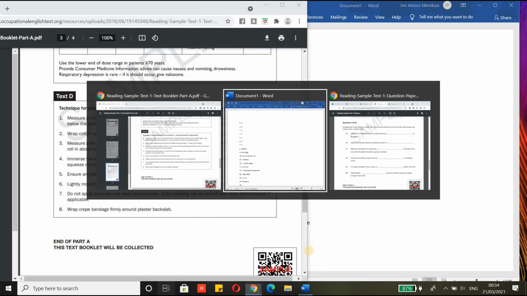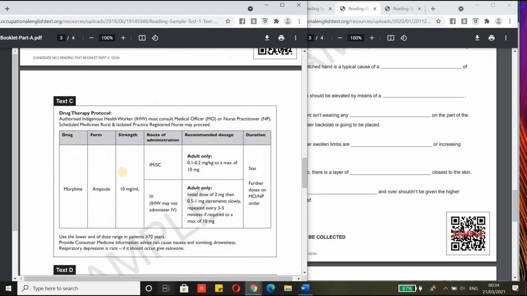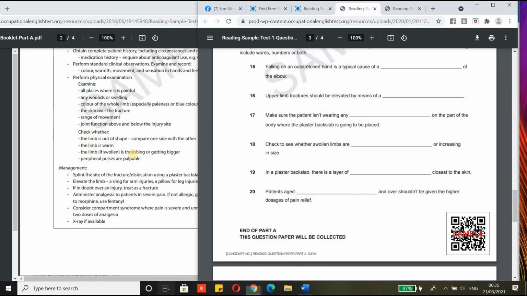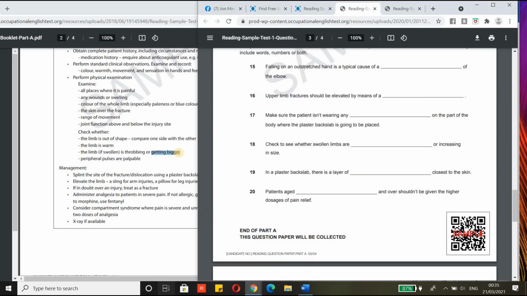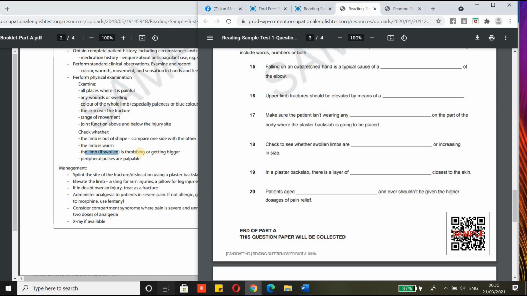And then 18, check to see whether swollen limbs are blank or increasing in size. Check. So there, check. So now I'm scanning again. Increasing in size is getting bigger. Okay, so increasing in size is getting bigger. And swollen limb. Okay, so throbbing.